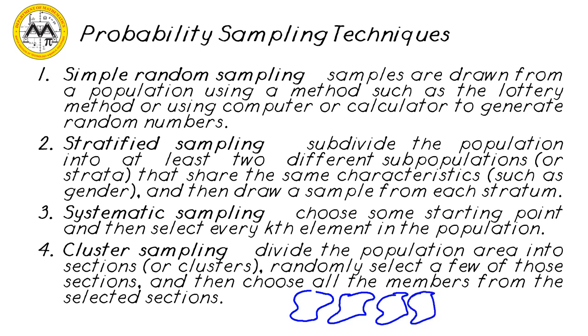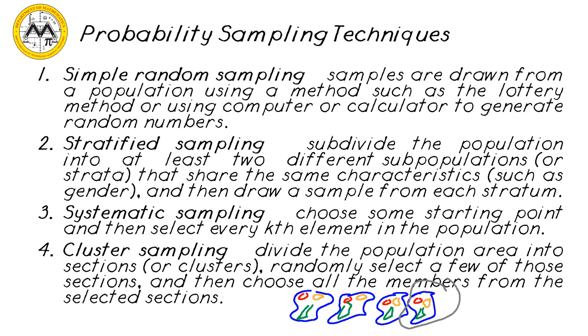Now each cluster has their heterogeneous characteristics. So each cluster is obtaining different characteristics. Now, instead of getting representation from each, what you do is to get the entire cluster as your sample.